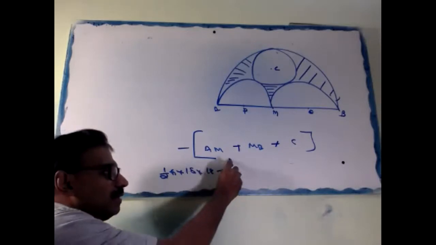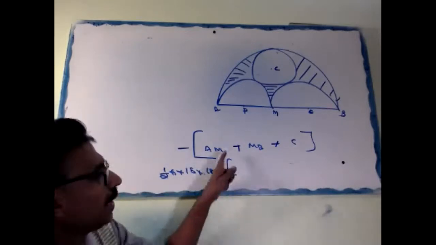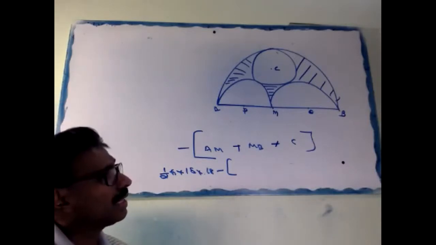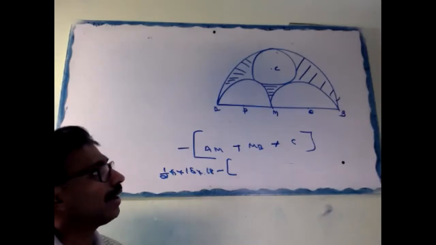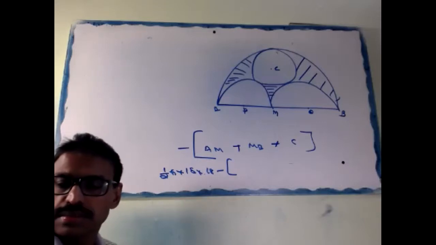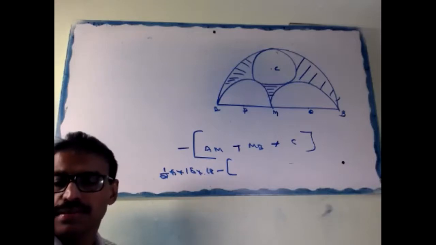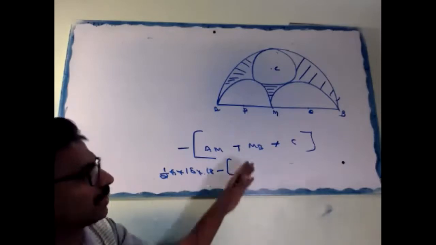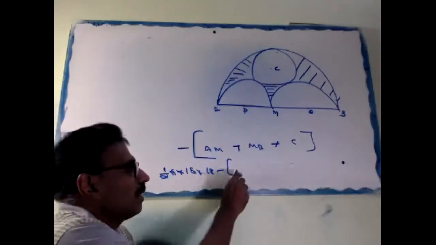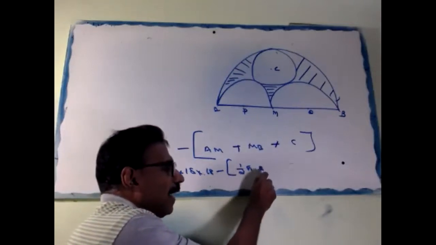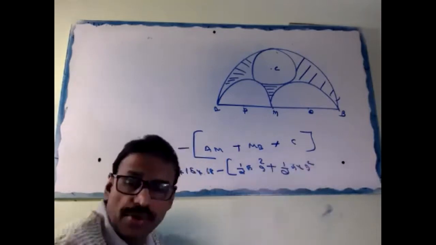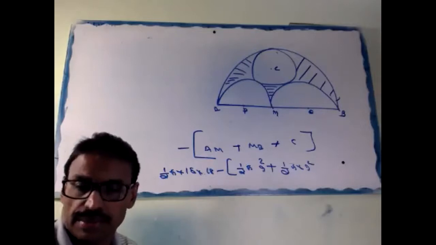Minus, now area of the semicircle on AM. What is the radius? It's 9, correct or no? Because AM is 18, MB also 18. So half pi into 9 square plus same half pi into 9 square. Don't write now, you just write one line and leave it after that.